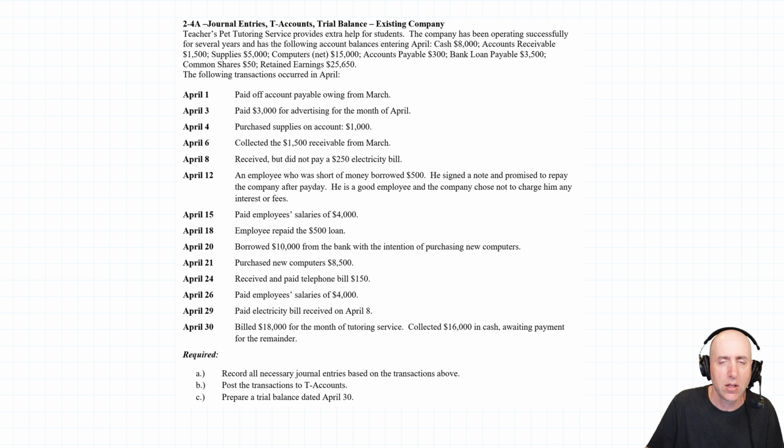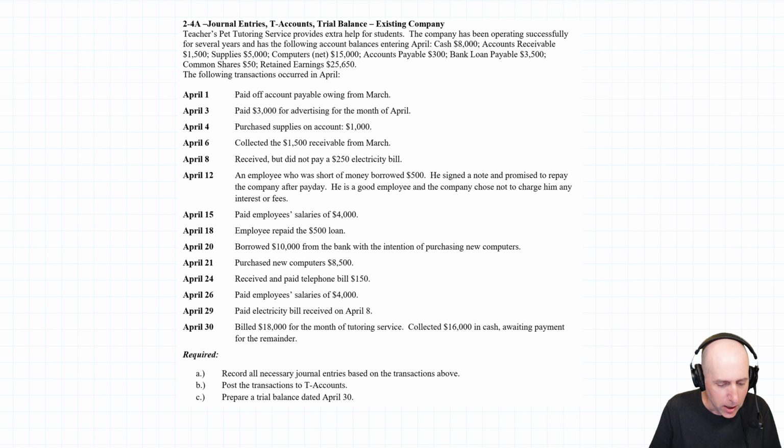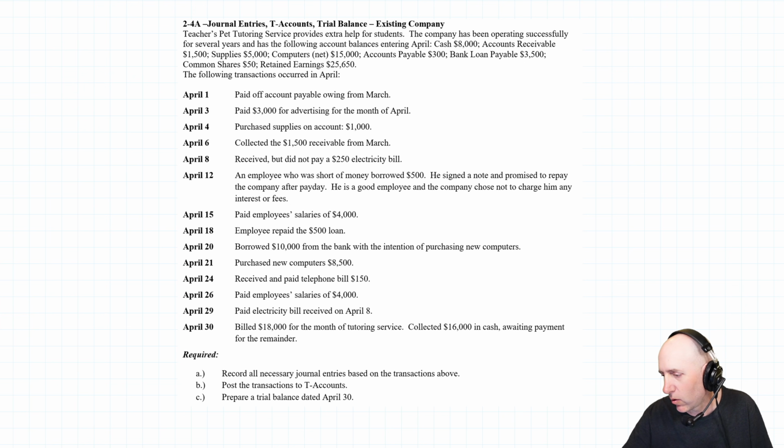So they've given us some opening balances. Those will be relevant for some of our journal entries, and also when we make T accounts and the new trial balance, those will be very relevant. We're given a bunch of transactions and we're asked to prepare journal entries.